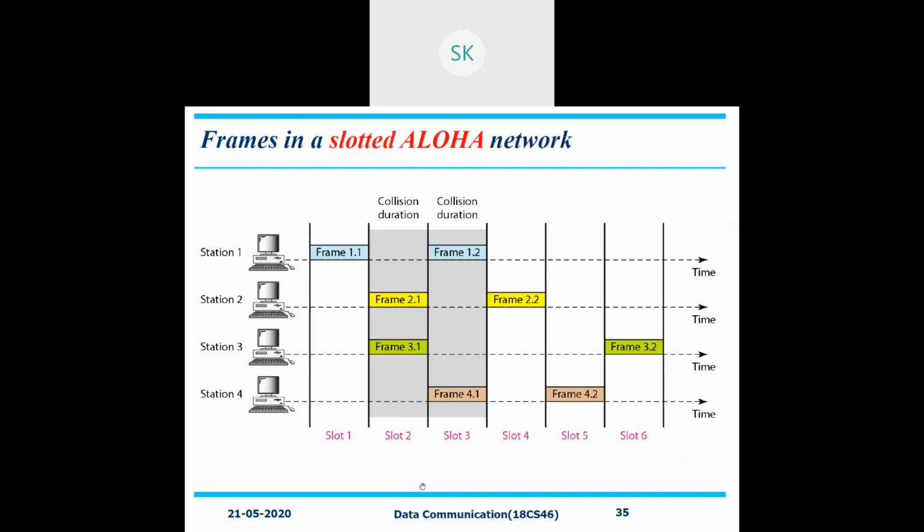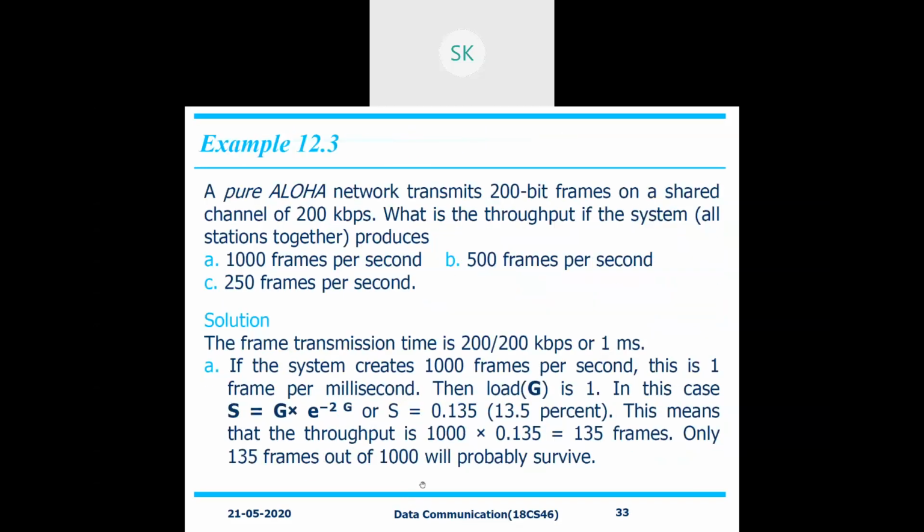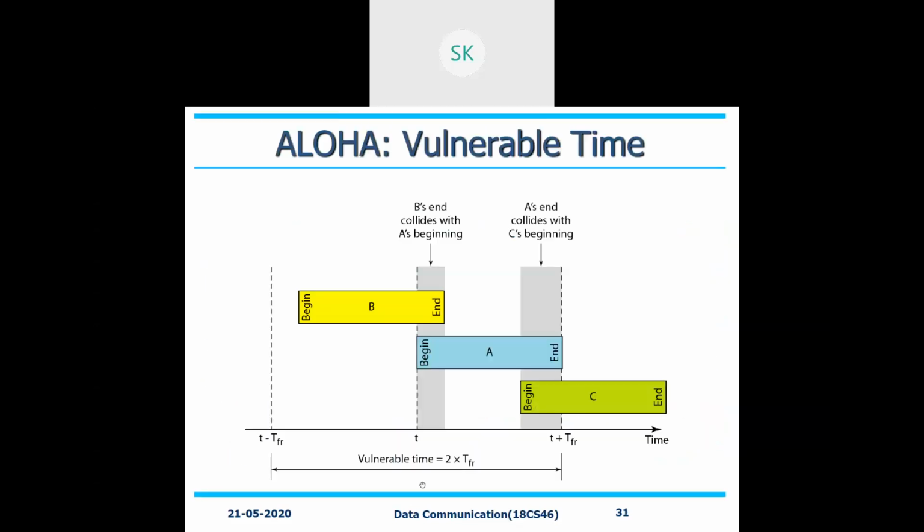Just to overcome it, we were having some problems with respect to pure Aloha. What are the problems? We did not know when a particular packet had started and when the other station needed to send the other packet. There was no slot. So whenever the station wanted to send, it was sending the data.